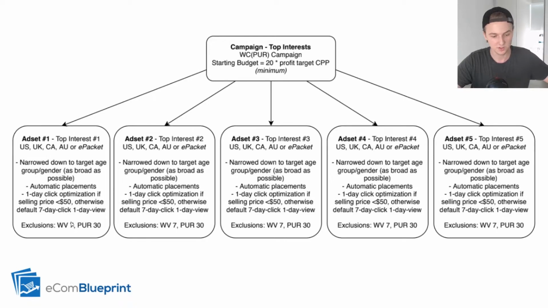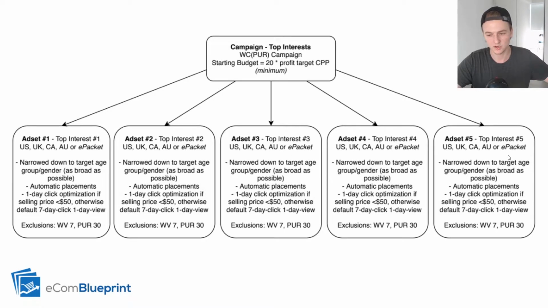Now for the exclusions for each one of these, you want to exclude website visitors because we're already retargeting those with our retargeting campaign, and then you want to exclude purchasers because you don't want to keep targeting people who've already bought from you, right? Especially if they haven't gotten the product yet, that's not good. They're going to comment and be upset about that. And so this is what the top interest scaling campaign looks like.